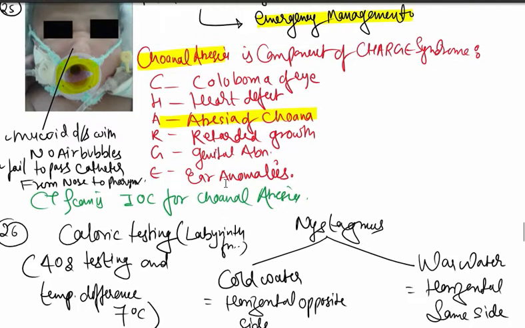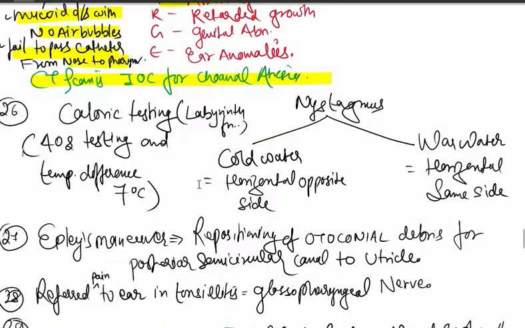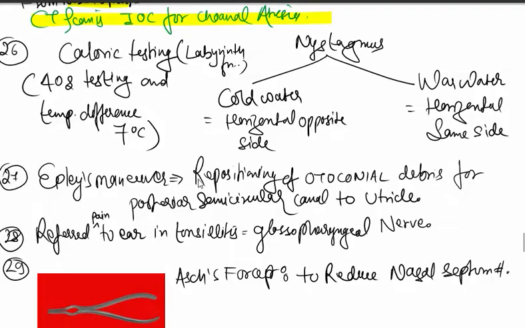सो हाउ टू डायग्नोस कोएनल एट्रेसिया? पेशेंट में छोटे बच्चे में म्यूकोइड डिस्चार्ज आएंगे विथ नो ईयर बबल, एंड कैथेटर जो है that will fail to pass from nose to pharynx, and the CT scan is investigation of choice for choanal atresia. Next one, caloric testing.